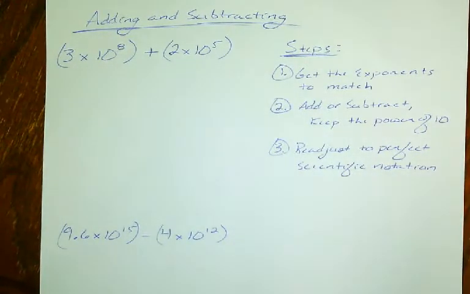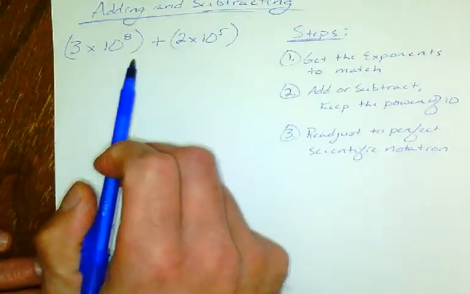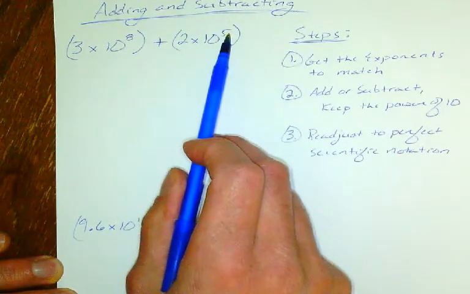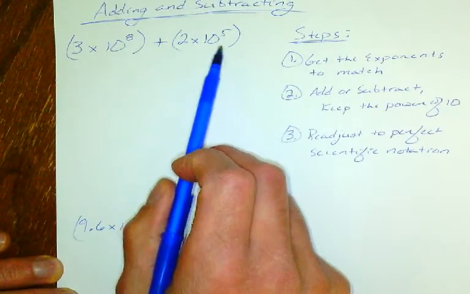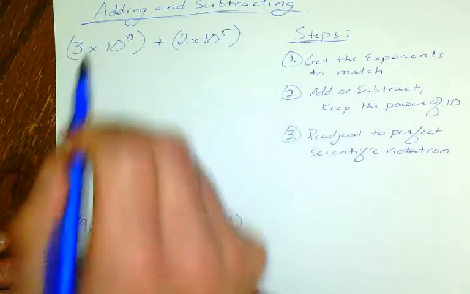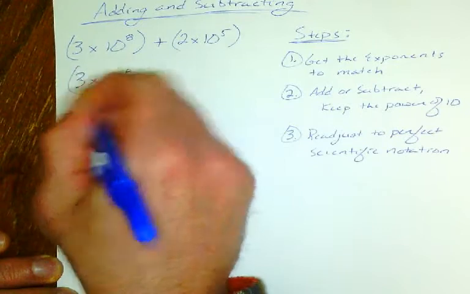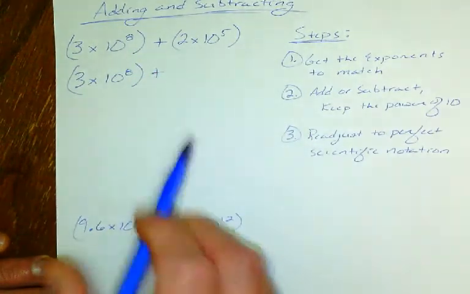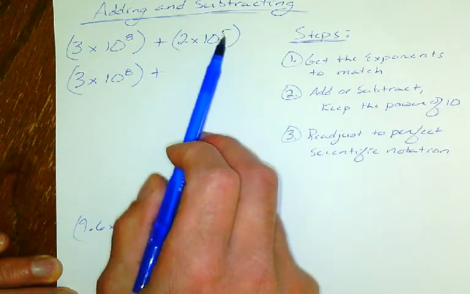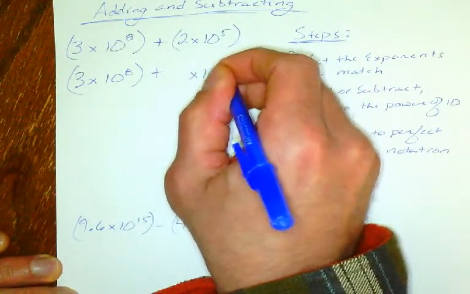Alright, so let's go through these 3 steps. So step 1, get the exponents to match. I am going to adjust the second number so it becomes 10 to the 8th. I find it much easier to raise exponents than it is to decrease exponents. So I'm going to keep this first number the same, 3 times 10 to the 8th. That one's going to stay the same. Plus, now I need to make this times 10 to the 8th. So I need to raise this exponent by 3 to make this times 10 to the 8th.